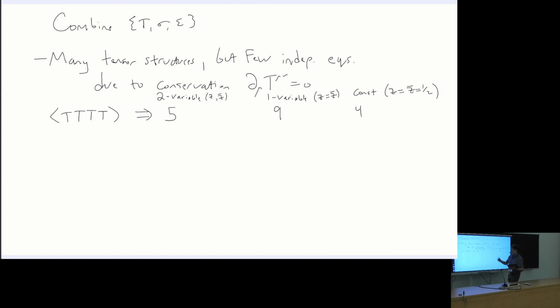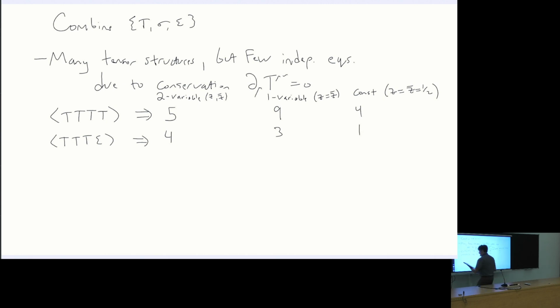Okay, so the statement is that if you specify 5 of the tensor structures fully, you specify 9 of the tensor structures along the z equals z bar line, and you specify 4 of them at a point, then that's sufficient to reconstruct the full 4-point function, taking advantage of the conservation condition. Now, part of our project has been to redo this analysis for all the other correlators involving T, sigma, and epsilon.